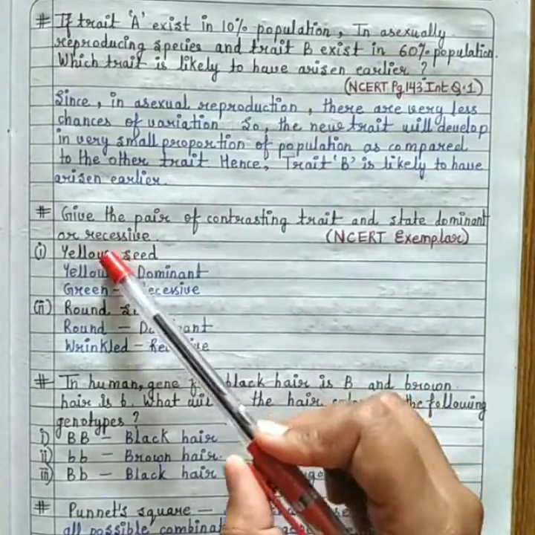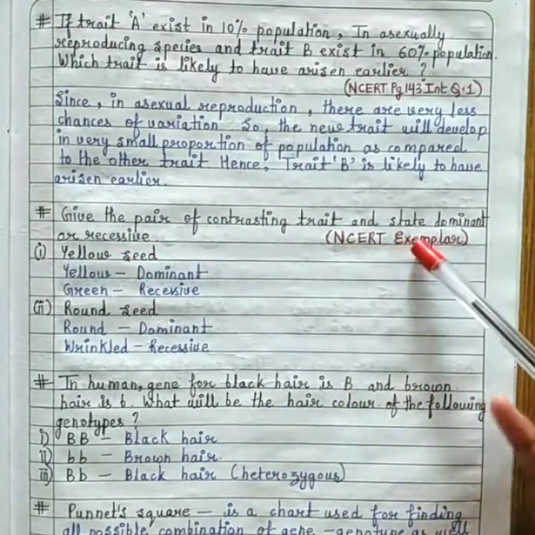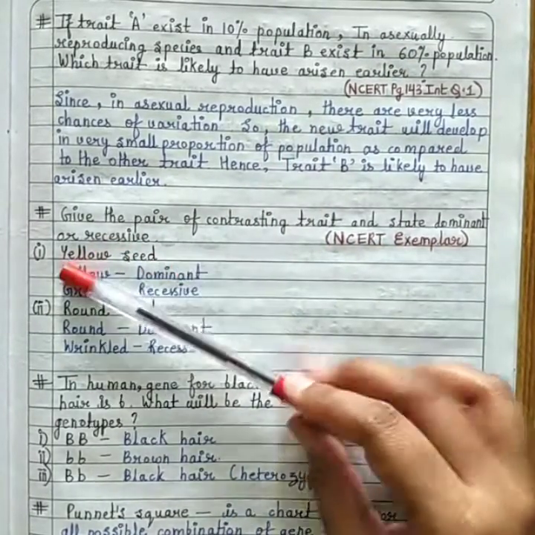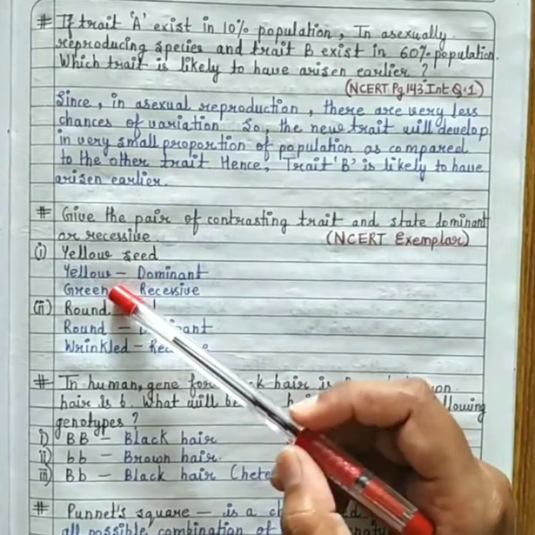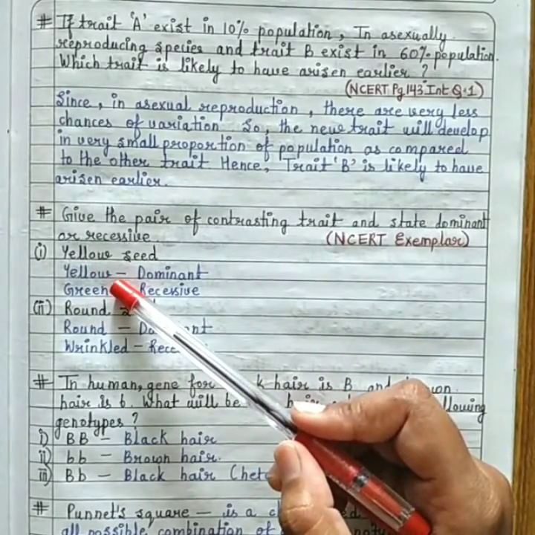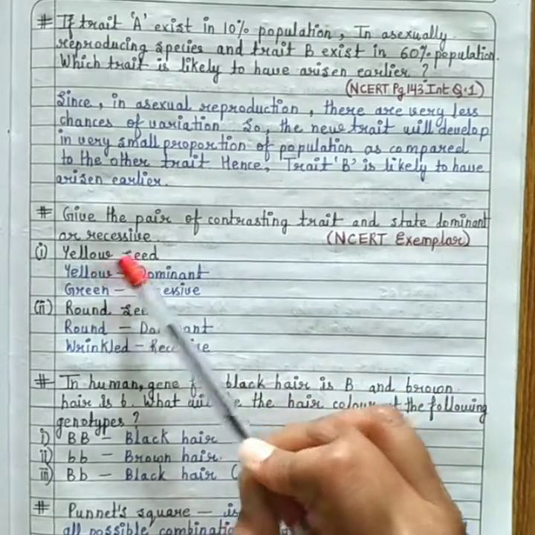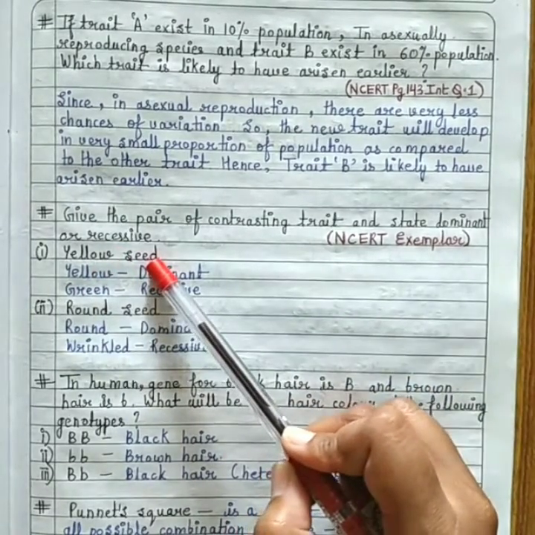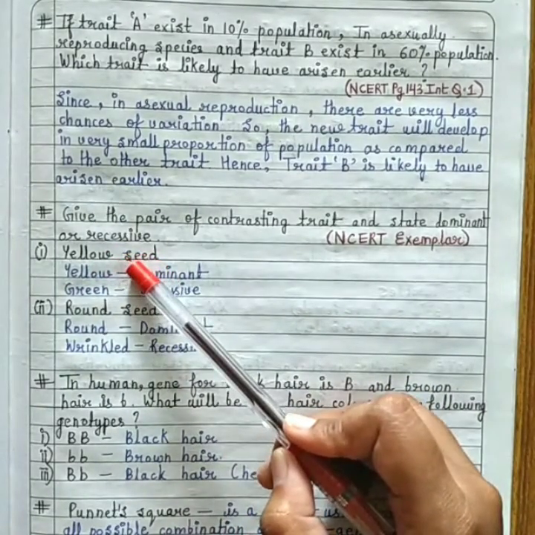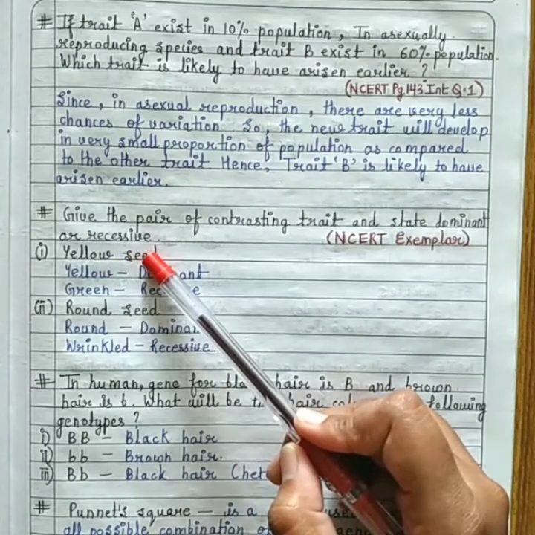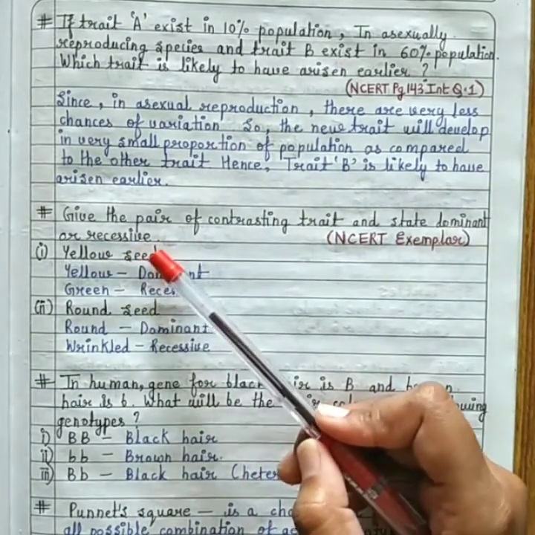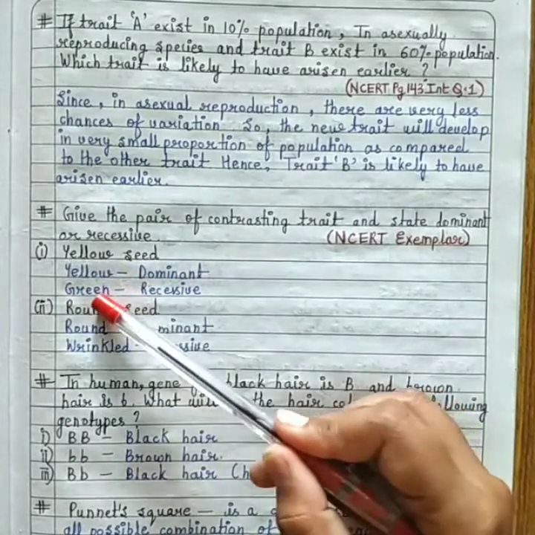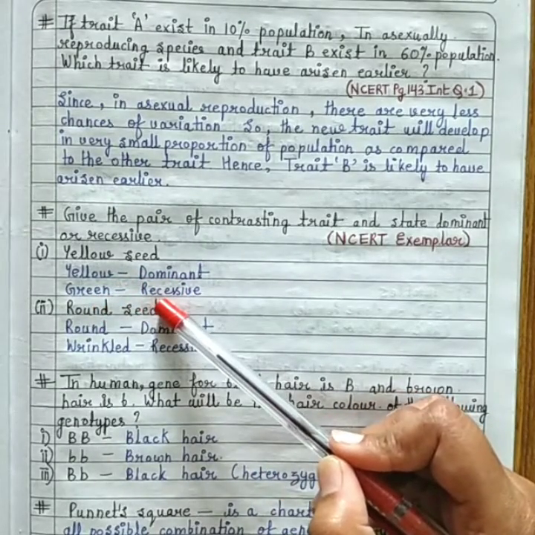Now another question: give the pair of contrasting trait and state dominant or recessive. There is a contrasting trait given to you, and you have to tell its other pair, and also tell whether it is dominant or recessive. So the contrasting pair of yellow seed is the green seed. Now you have to tell whether it is dominant or recessive. So yellow is dominant and green color is recessive.